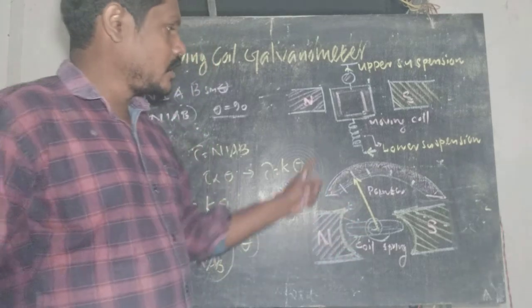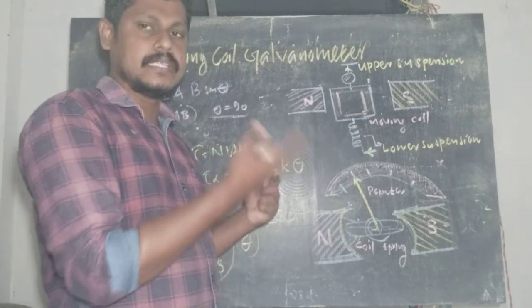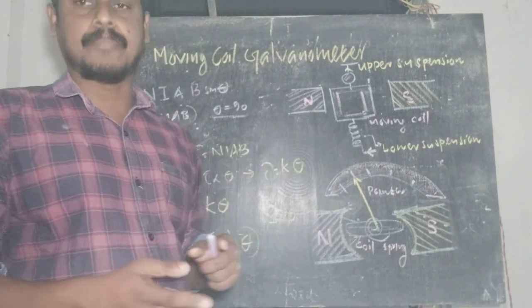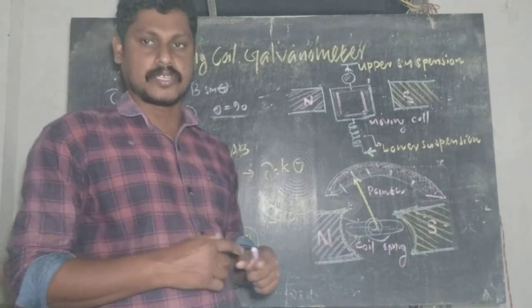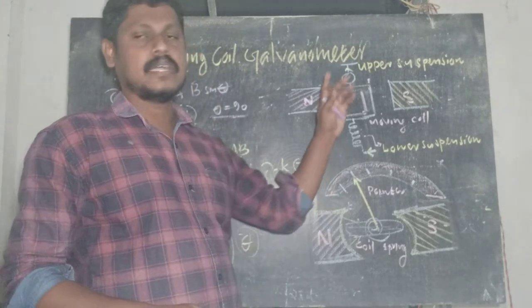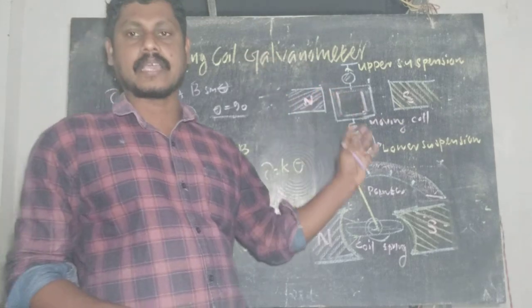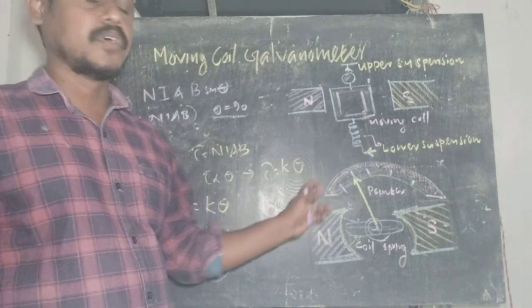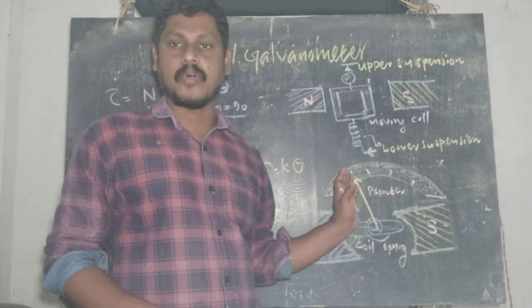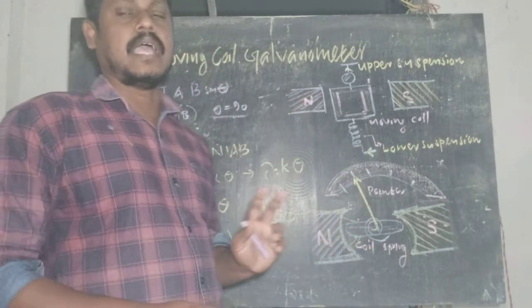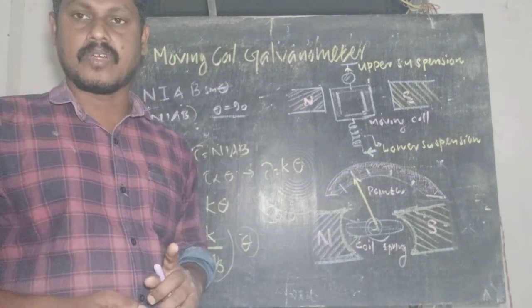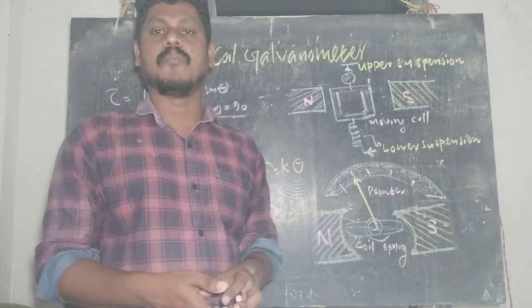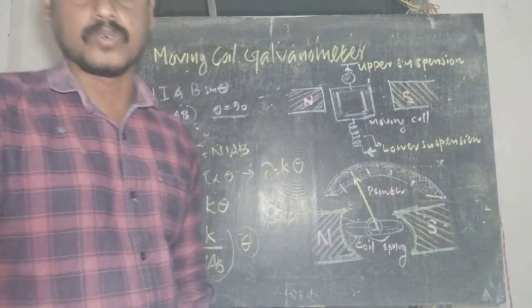And when we reverse the direction of current, the torque will be in the opposite direction. So we can detect whether there is a current in the circuit by observing whether there is deflection shown by the pointer on experiencing the torque, and in what direction the deflection is shown. Based on that we can have an idea about the direction of current also.